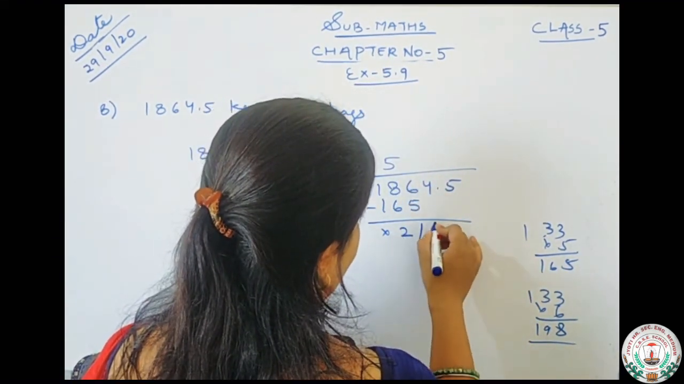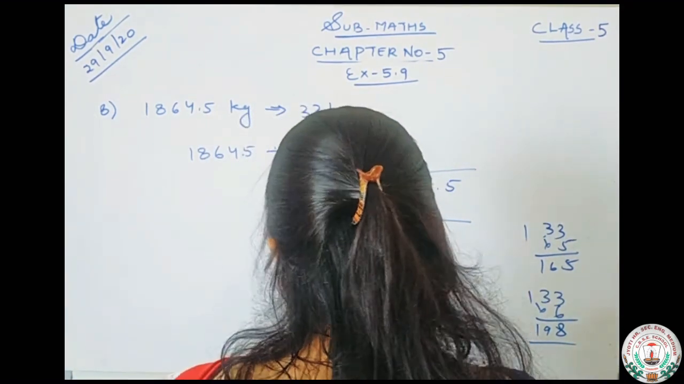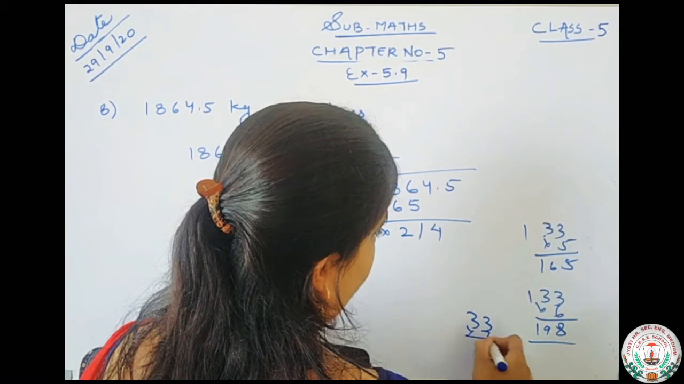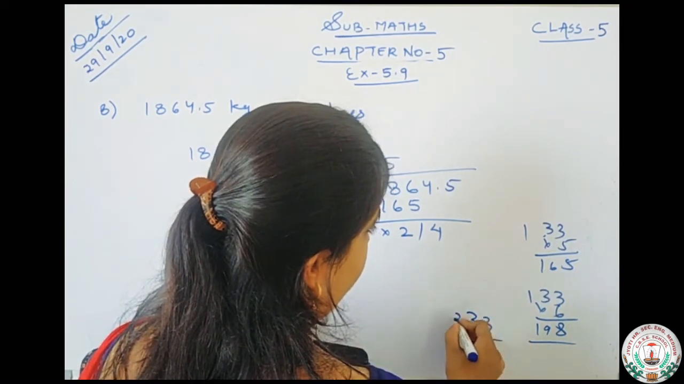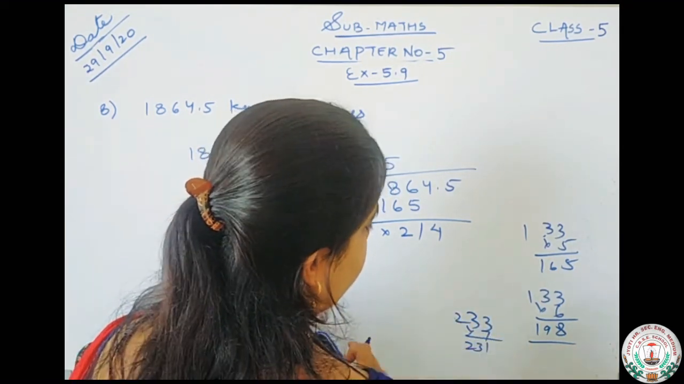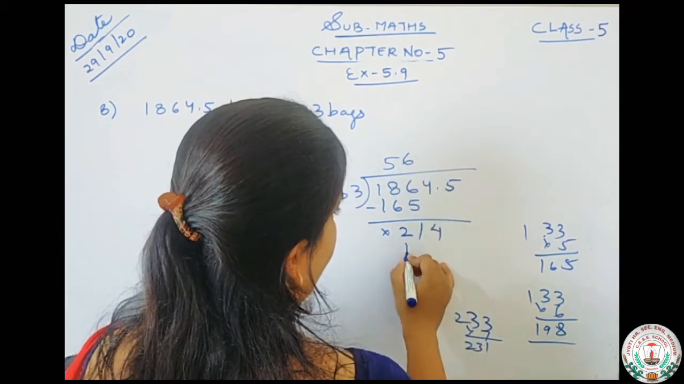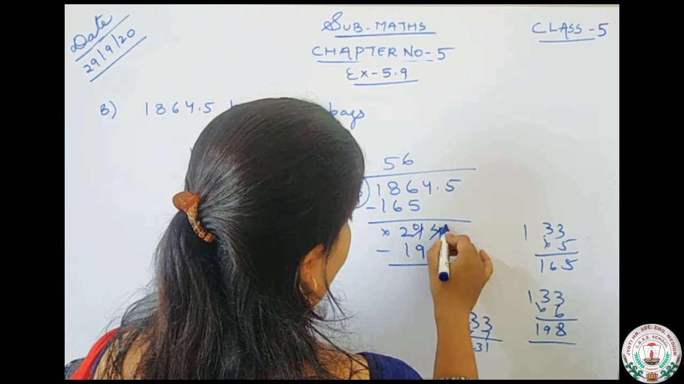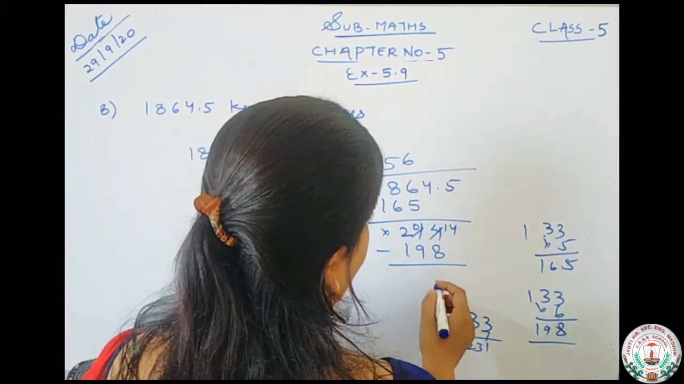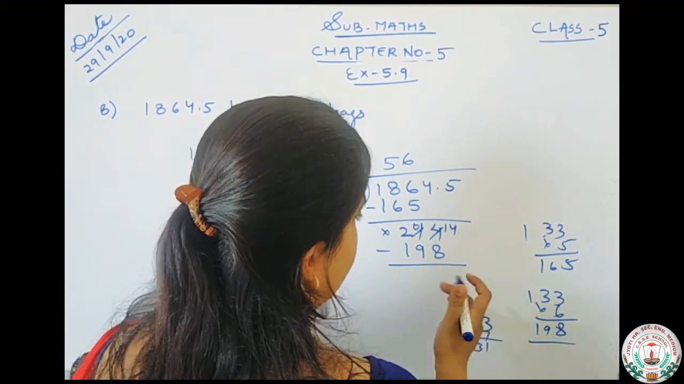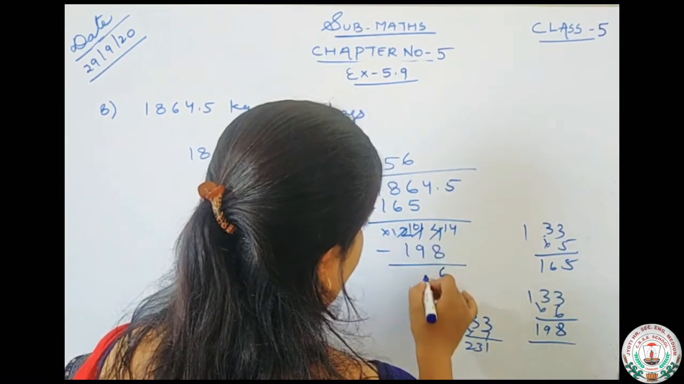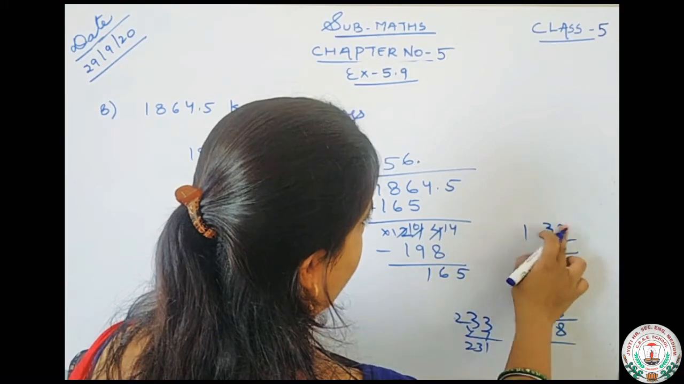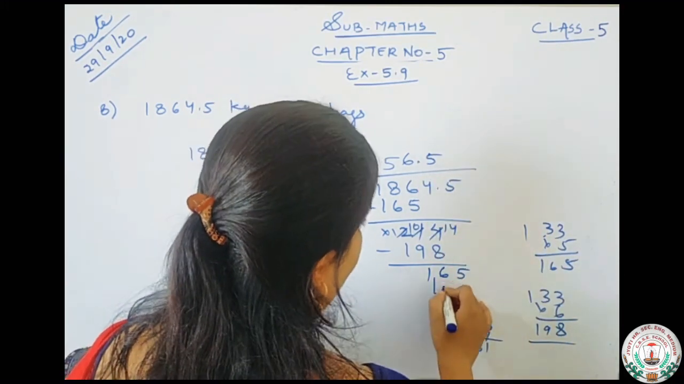8 minus 6 is 2. Next number is 4. Again 6s are 198. 33 into 7, 3 7s are 21, 1 to carry, 21, 22, 23. It will be greater, so we will take 6s are 198. Minus it, 0. 14 minus 8 is 6. 0 minus 9 is not possible, so 1. Put decimal here. Then 165. 33 into 5 is 165.